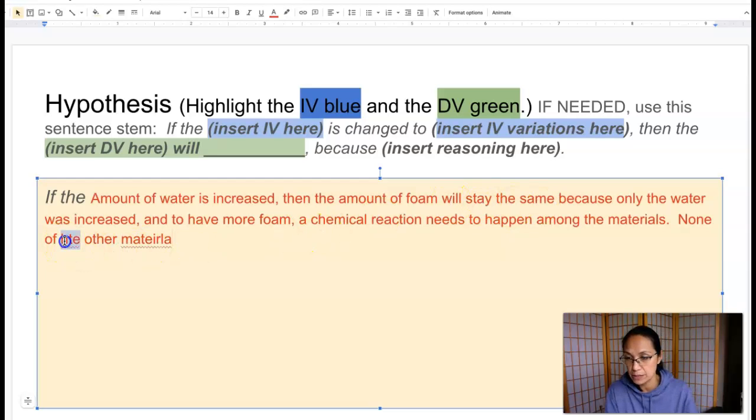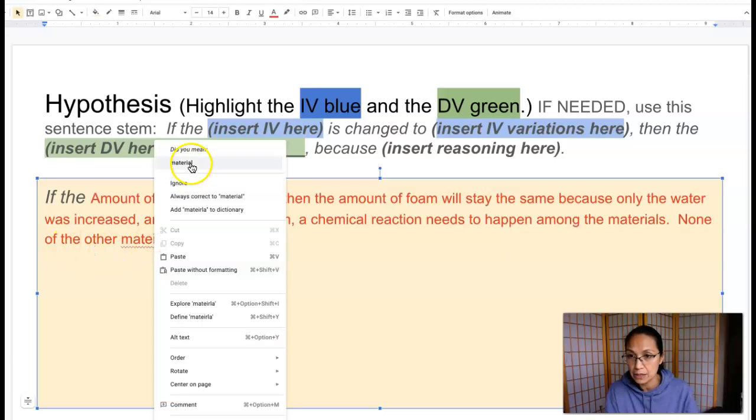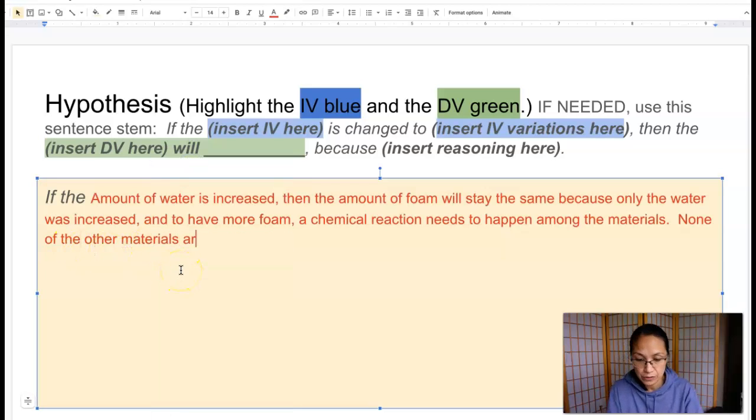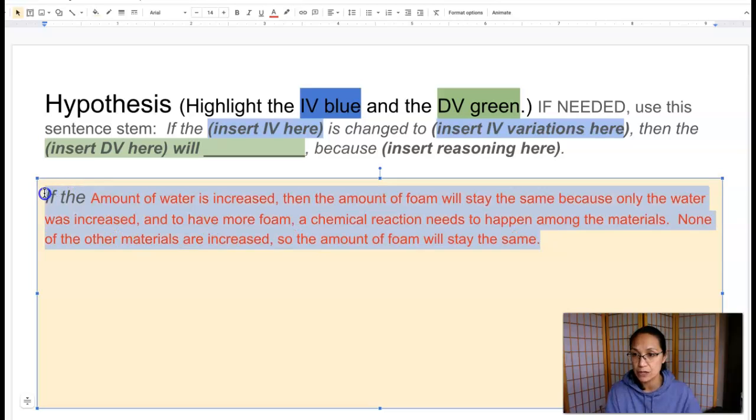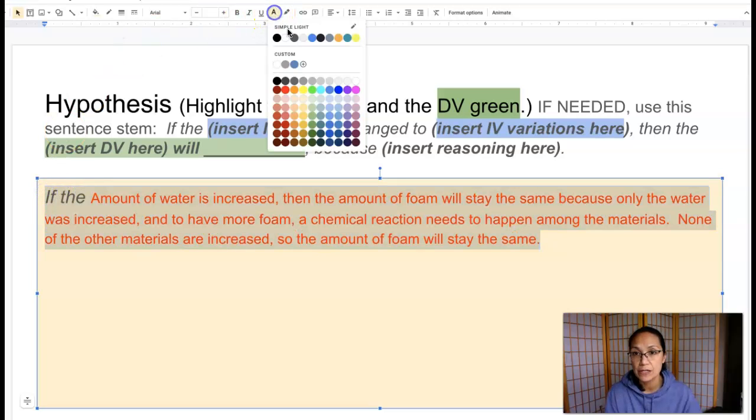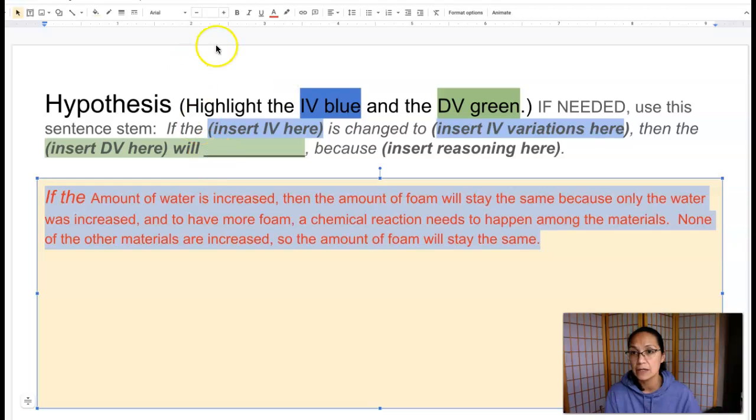Okay, changing my sentence structure and my sentence grammar and my spelling. None of the other materials are increased, so the amount of foam will stay the same. All right. So that's my hypothesis. And let me fix my sentence structure. Everything needs to be the same color. Everything needs to be the same size.